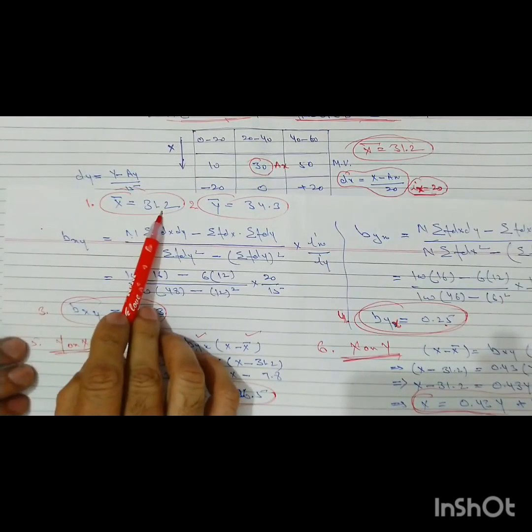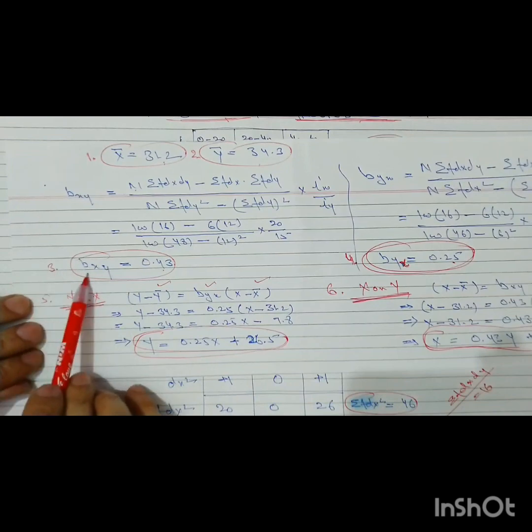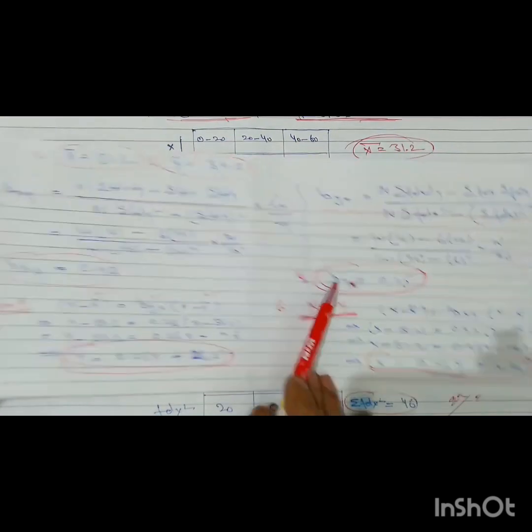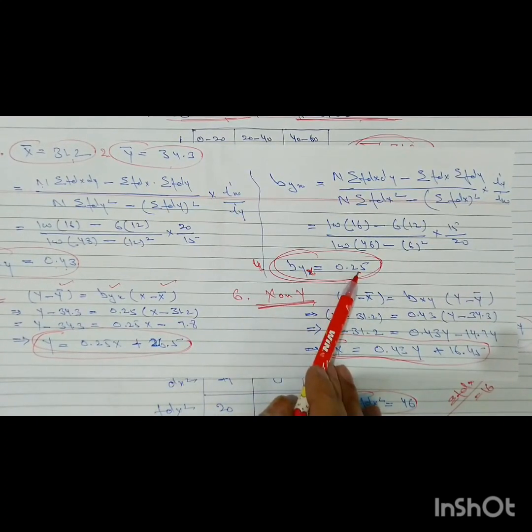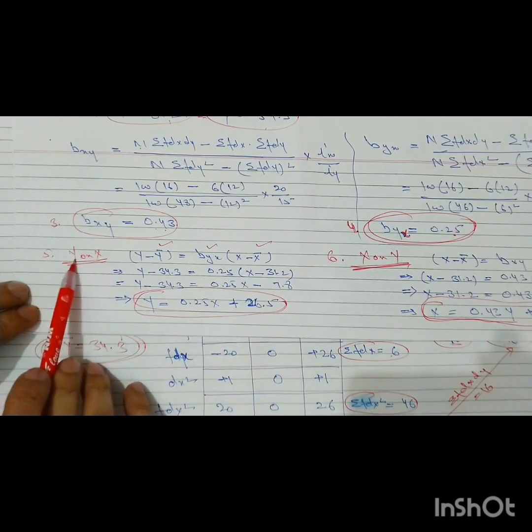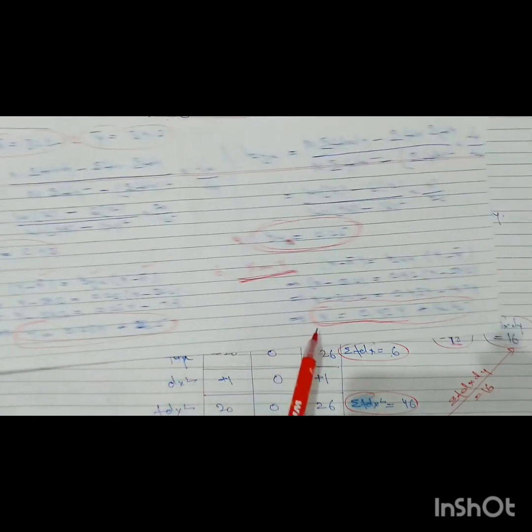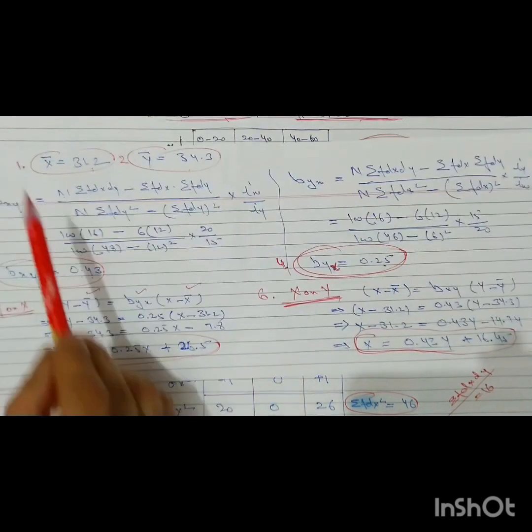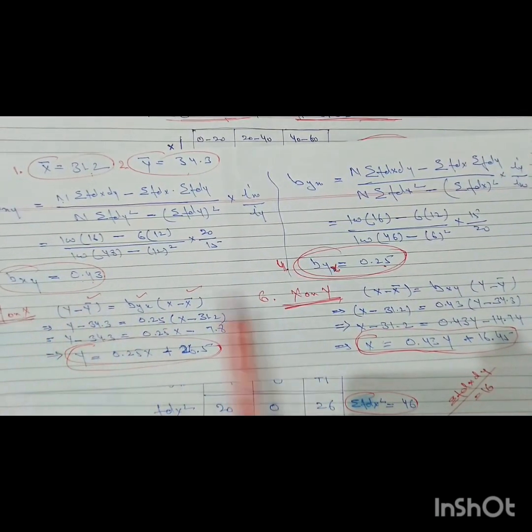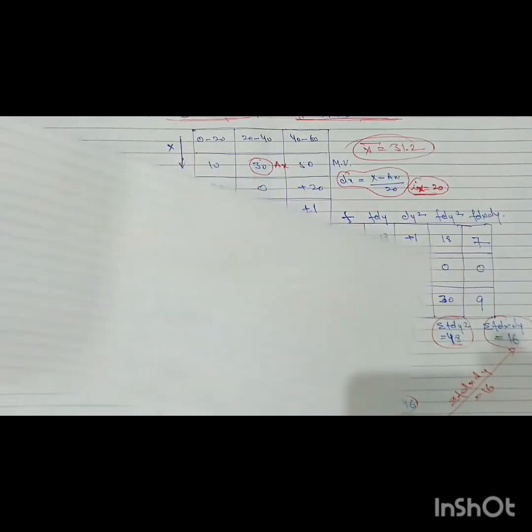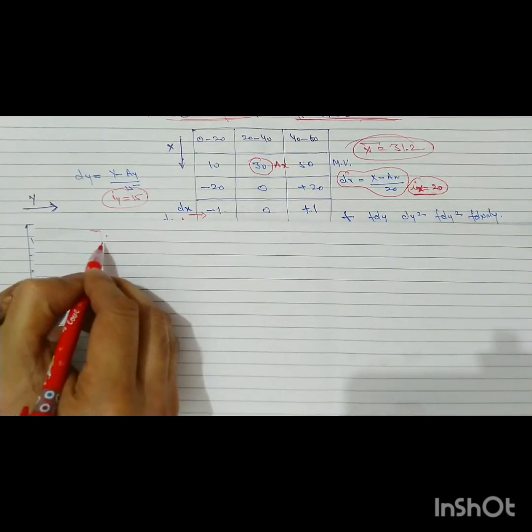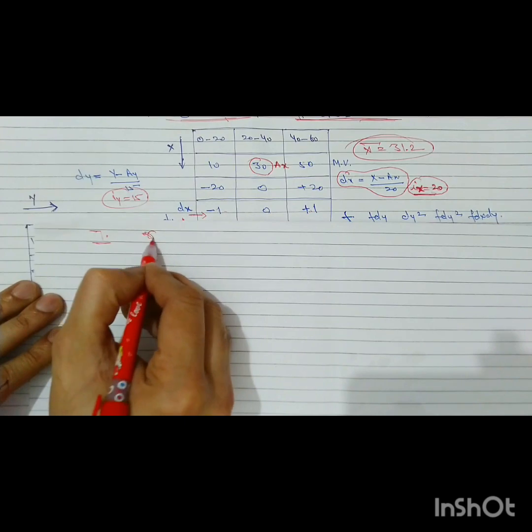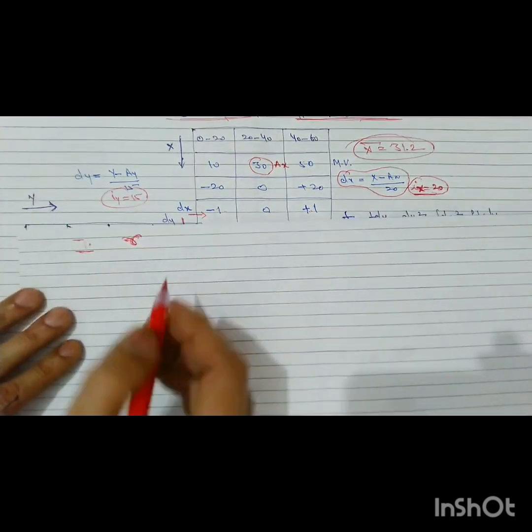So x mean is this, y mean is this. Number 3, regression coefficient of x on y is 0.43, regression coefficient of y on x is 0.25, regression equation y on x is this, regression equation x on y is this. 1, 2, 3, 4, 5, 6. Now calculate number 7, the correlation coefficient from regression coefficients.